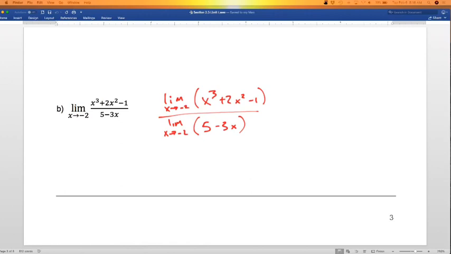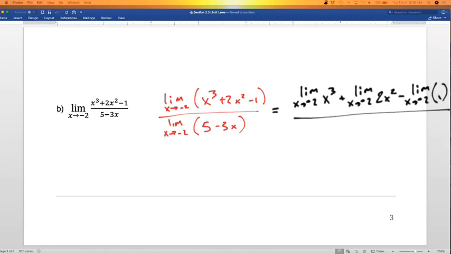And then we could use our sum rules and our difference rules, laws 1 and 2, to split this up into the limit as x approaches -2 of x cubed plus the limit as x approaches -2 of 2x squared minus the limit as x approaches -2 of 1, over the limit as x approaches -2 of 5 minus the limit as x approaches -2 of 3x. So we're taking all the individual pieces. I'm going to use a copy and paste here because this takes forever to write.